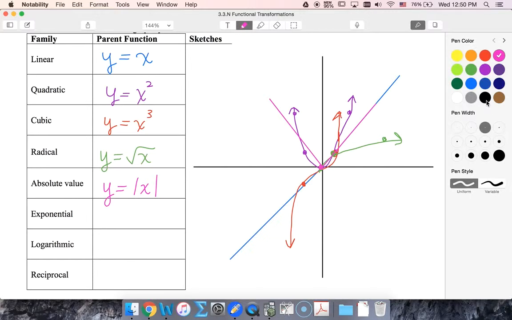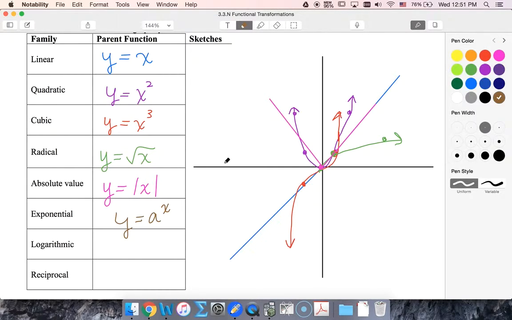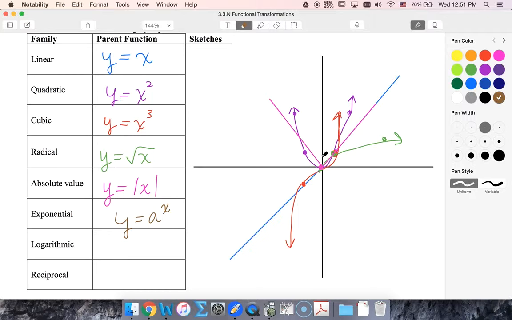The exponential function, let's go with brown. That's y equals a to the x. So this is going to have as its asymptote the x-axis. It's going to go through, oh, sorry, not my a value. I'm going to go through 1 because when x is 0, a to the 0 is 1. So asymptote, and then I'm going to shoot on up.